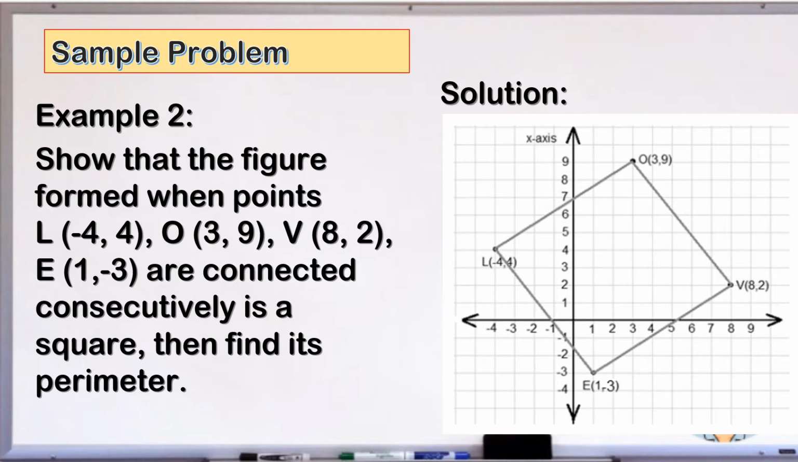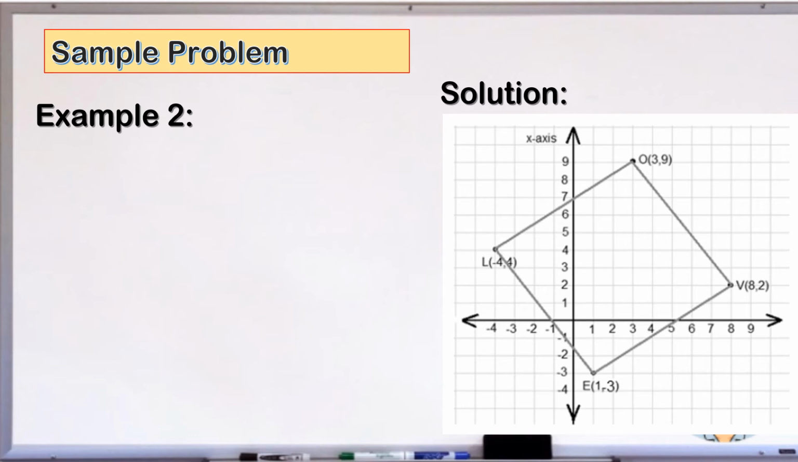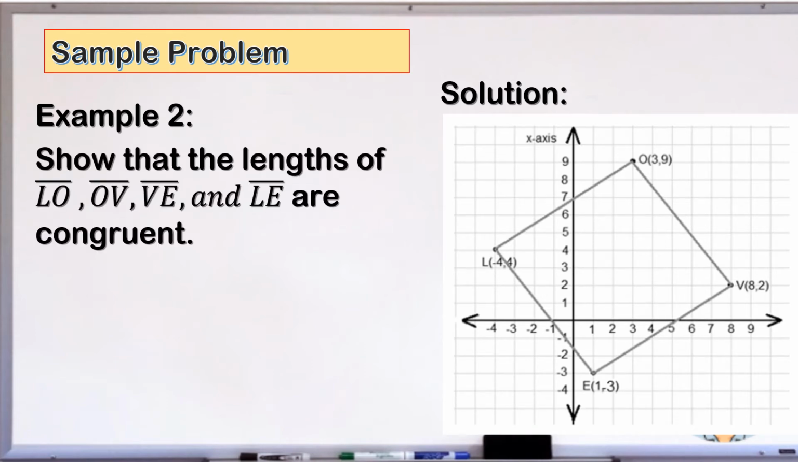And in order to prove na itong figure ay square, dapat ipakita natin na yung length ng apat na sides are equal and at the same time, yung angle formed by the two sides is a right angle. Now, let us show that the lengths of segment LO, segment OV, segment VE, and segment LE are congruent.